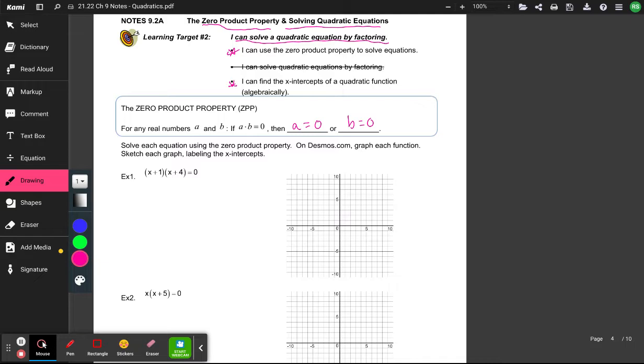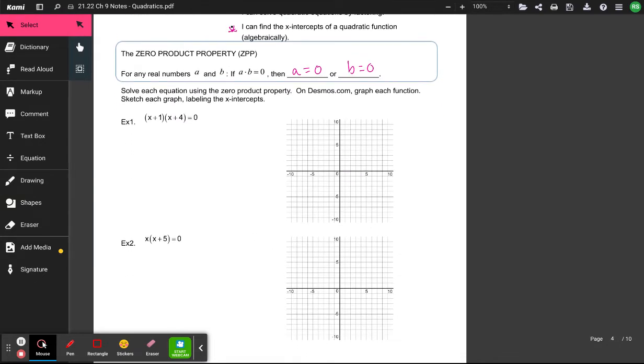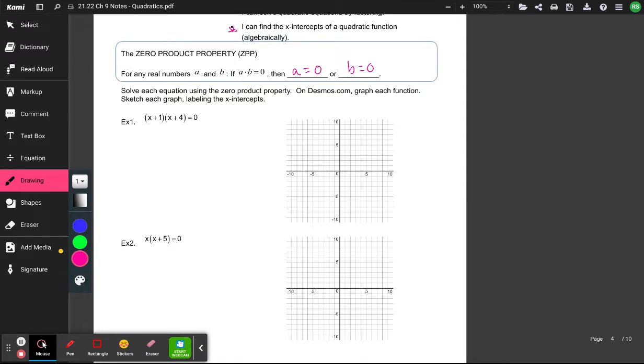You'll see in example 1, the first one, it says the quantity of x plus 1 times the quantity of x plus 4 is equal to 0. This is a quadratic function. If we were to distribute, we would have x squared plus 4x plus 1x plus 4. So our quadratic equation would be x squared plus 5x plus 4 equals 0, or is equal to y. Now we know this as standard form of our quadratic equation.